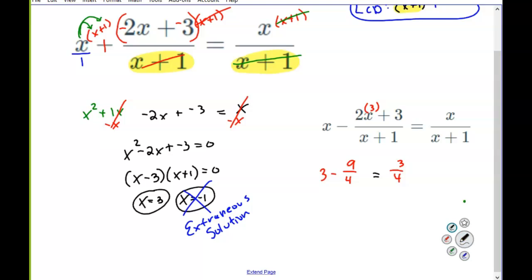here. Again, you could grab your calculator, or you could think of 3 as 12 fourths. 12 divided by 4 is 3, and that just allows me to say, oh, well, 12 minus 9 is 3 fourths, and that's equal to exactly what we want it to be. So I know that x equals 3 is a solution.